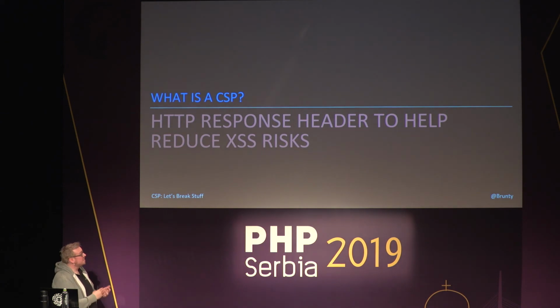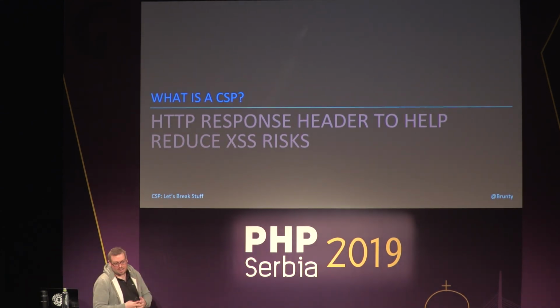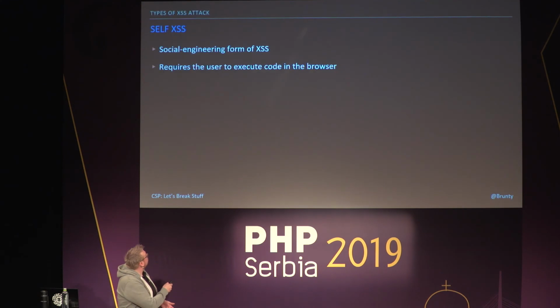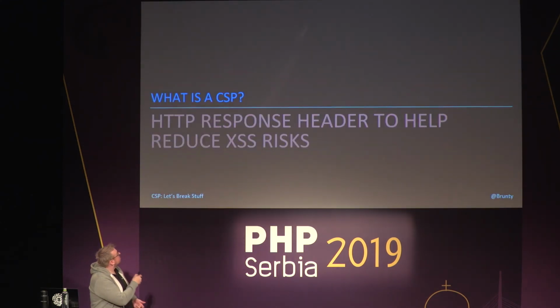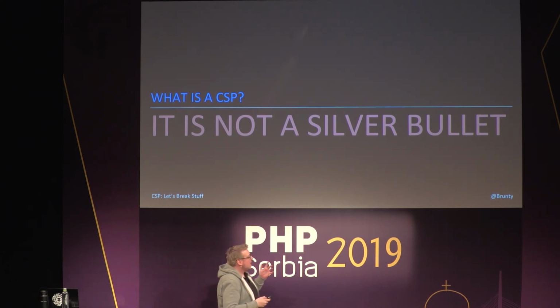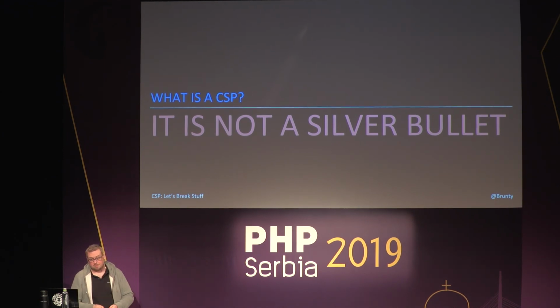A content security policy is ultimately a response header. You send it back with the responses from your server, and it helps reduce those cross-site scripting risks. There's a keyword there in the sense that it reduces. It reduces cross-site scripting risks. It doesn't fix them. It's not a silver bullet. We're not fighting werewolves. It's another tool to have in your tool belt to help, again, death by 1,000 cuts. There's lots of little things that you can do to help stop these particular problems.